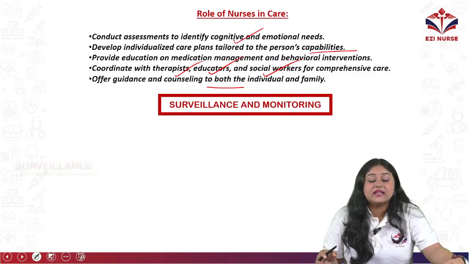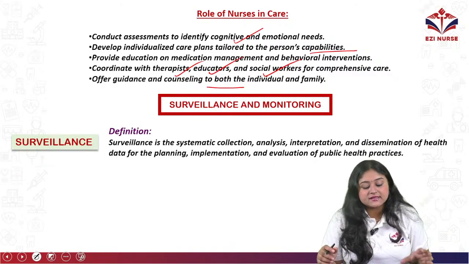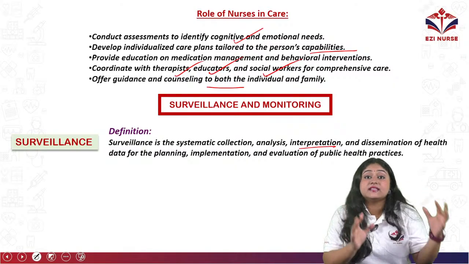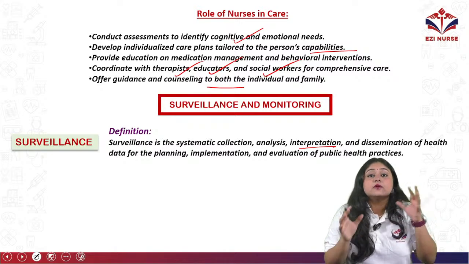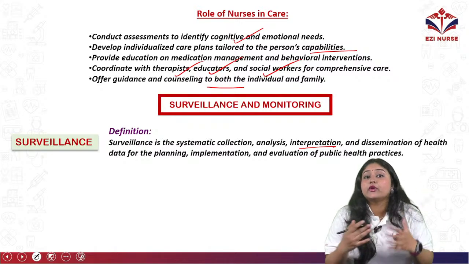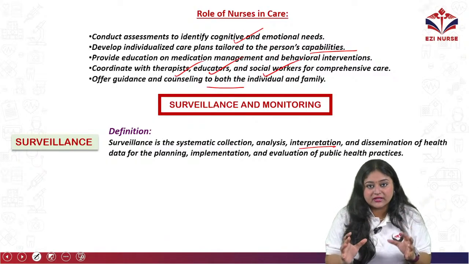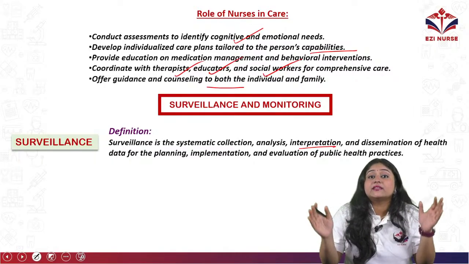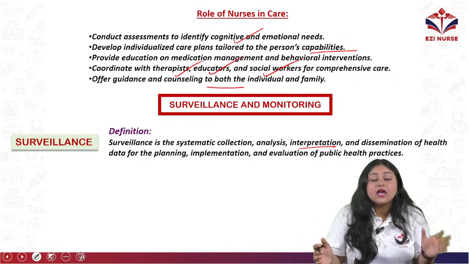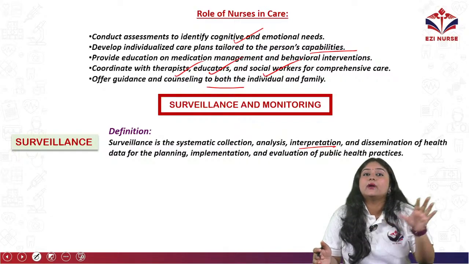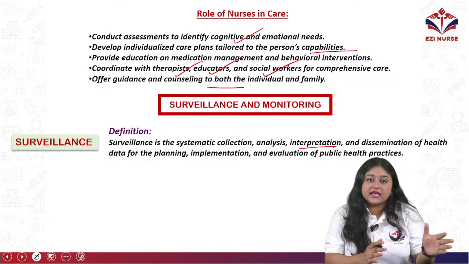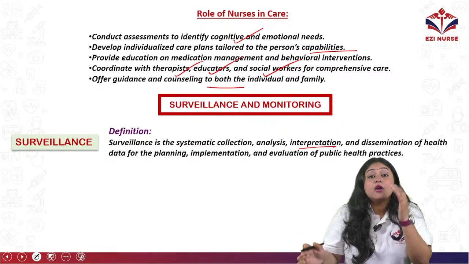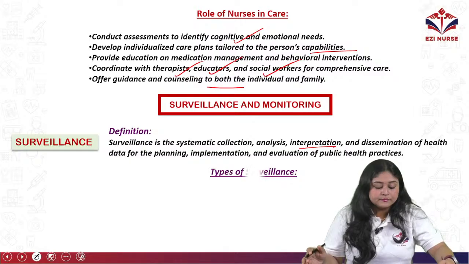Now come to surveillance and monitoring. So what is surveillance? It is the systematic collection, analysis, interpretation as well as dissemination of health data. What data are we collecting while we go for the home visit? After collection of the data we have to analyze it, then disseminate it. Based on that we take decisions, provide the care, and implement our care plan. That is called surveillance, and after implementation of the plan we also have to go for evaluation, whether it is effective or not.